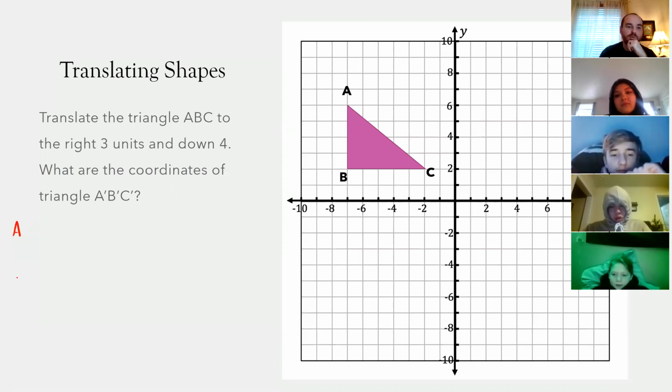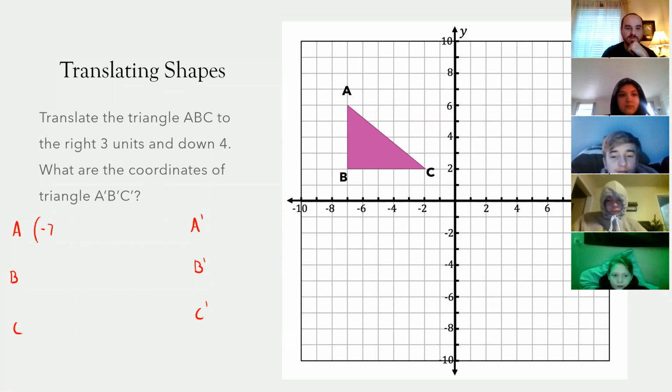So we've got our point A, our point B, our point C. And we're going to end with a point A prime, a point B prime, and a point C prime. The coordinates of A is at -7, 6. So the first thing we want to do is find the coordinates of all of our points. Guys, I appreciate that you're having fun, but make sure you're paying attention. The coordinates of B are -7, 2. And the coordinates of C are -2, 2.